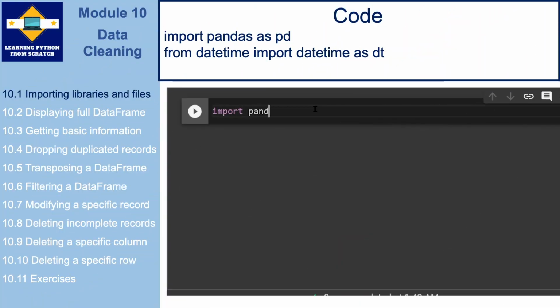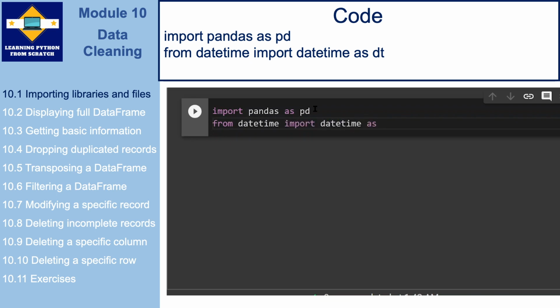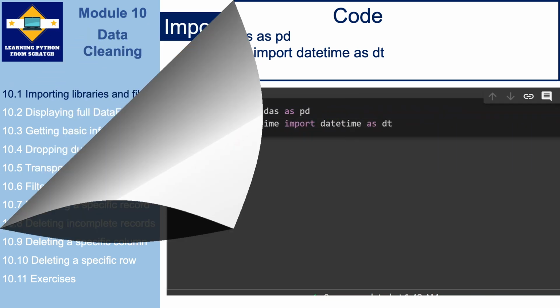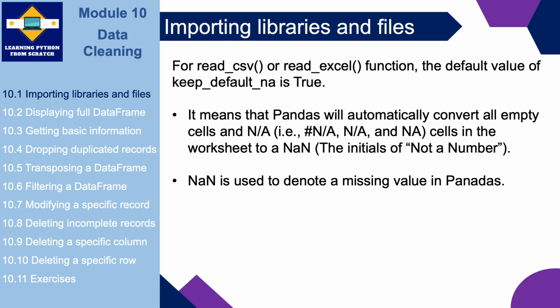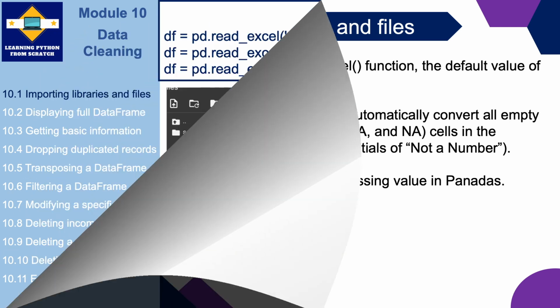In Pandas, we can use the read_excel function to read an Excel file into a data frame. Now, let's import the Pandas and datetime modules. From the read_csv or read_excel function, the default value of keep_default_na is True. It means that Pandas will automatically convert all empty cells and NA cells in the worksheet to NaN. NaN is used to denote a missing value in Pandas.